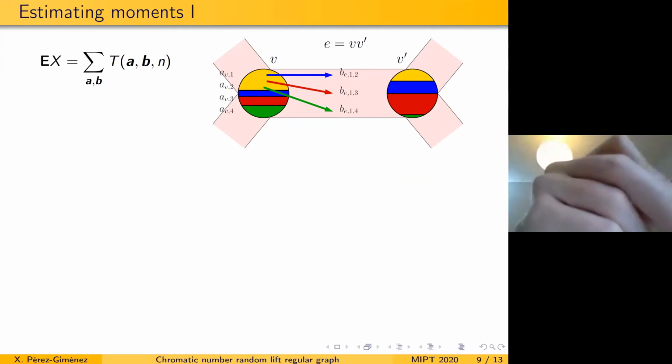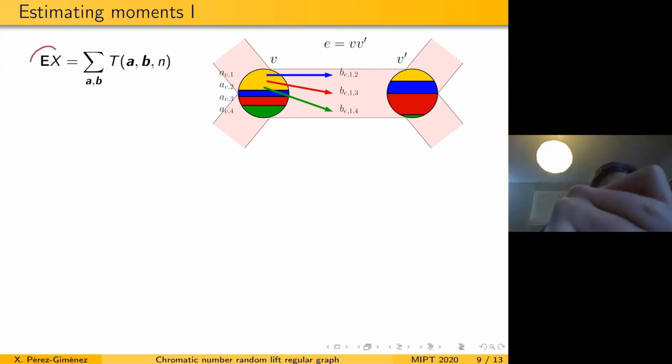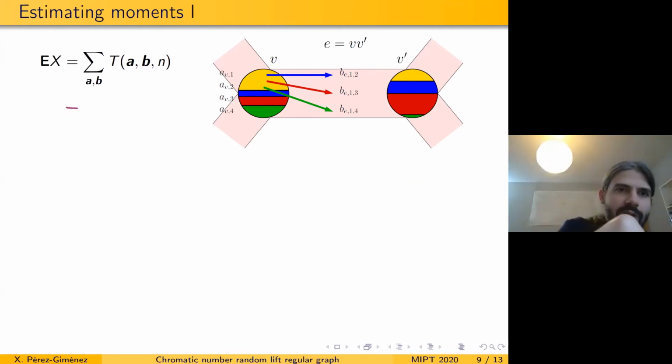Suppose we want to compute the expectation of the number of K colorings, and the other ones are done in a similar way. You can compute this expectation by summing over all, let's say, since our model builds a random lift, you could sum over all lifts.